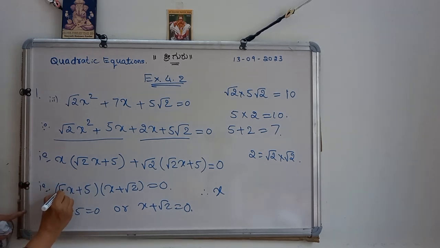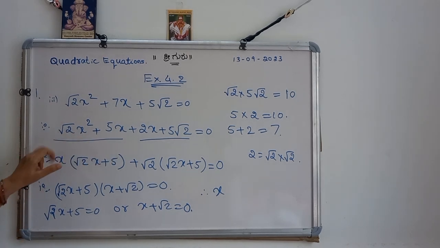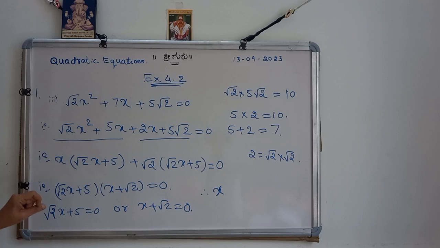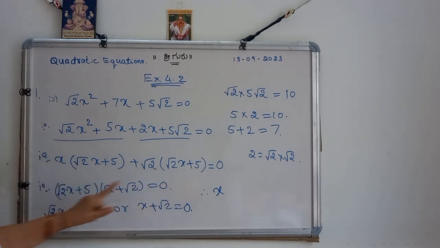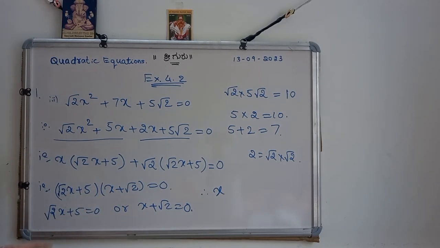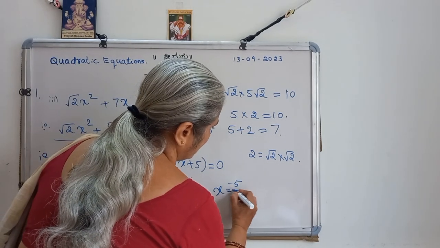Root 2x is the common factor in the first pair. In these two, x is the common factor. So we are left with root 2x plus 5 in the bracket. Root 2x plus 5 into x plus root 2. So x is equal to minus 5 by root 2.